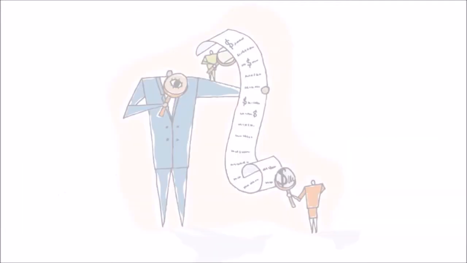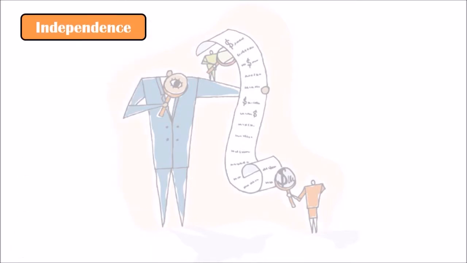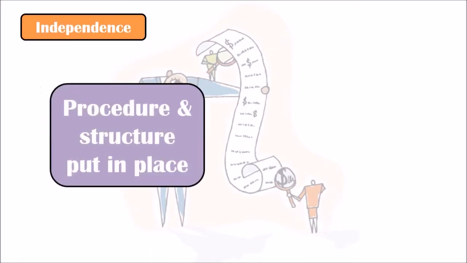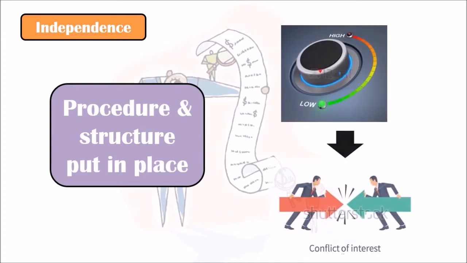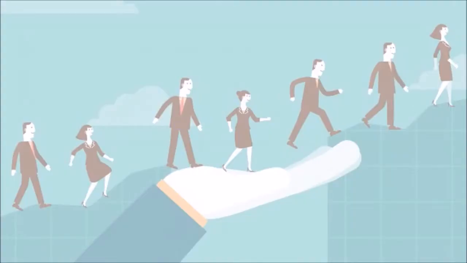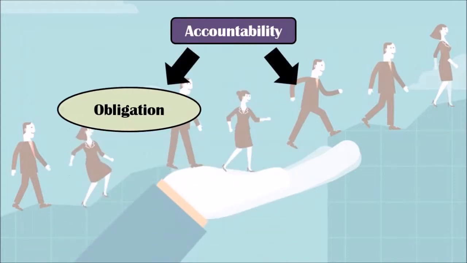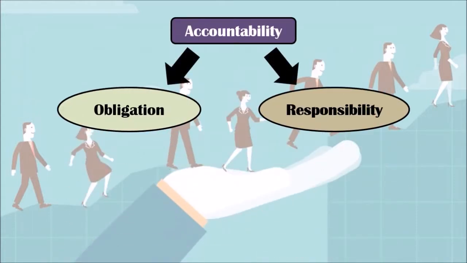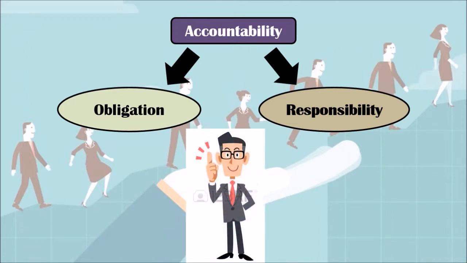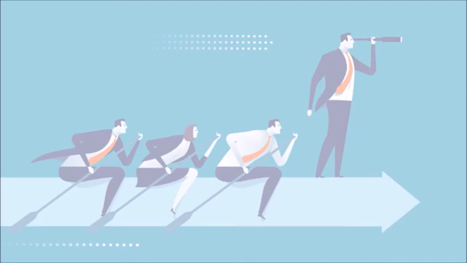The second principle is independence. Independence is where all of the procedures and structures of company should be put in place to minimize conflict of interest. The third principle is accountability. Accountability is the obligation and responsibility to give an explanation or reason for the company's actions and conduct.